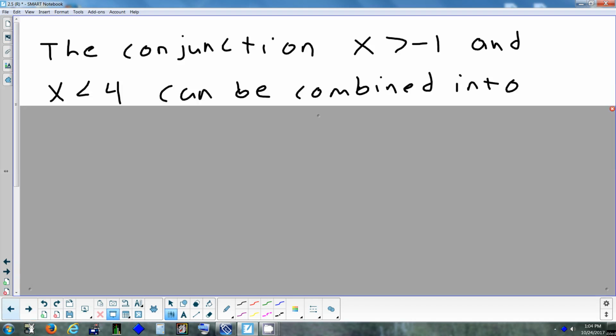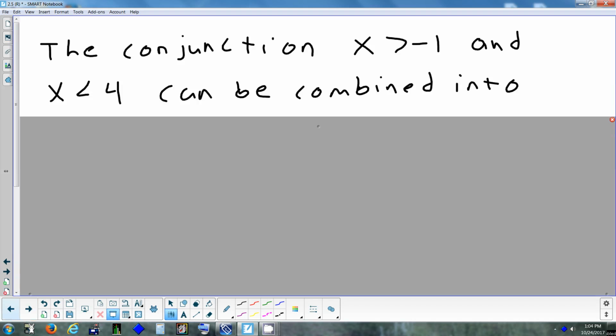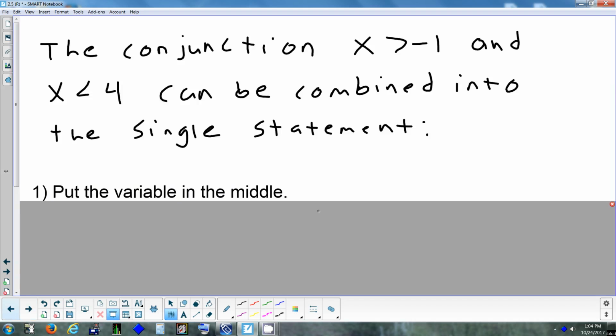So I have two inequalities. X is greater than -1 and x is less than 4. We can take those two separate inequalities and shorten them. We can write it as one, and I'm going to show you the steps on how you do it. In order to shorten this up and make it just a single inequality all combined together, start by putting the variable in the middle. X.